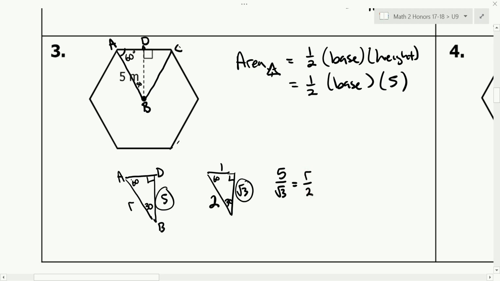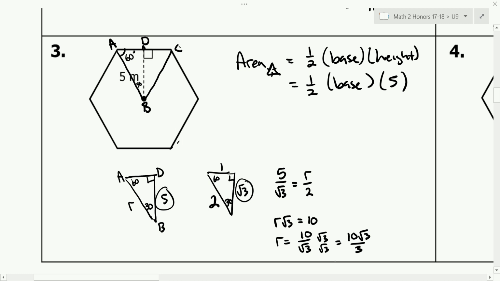And then I can cross multiply and solve for r. So r times root 3 is 10. And I divide by root 3 and I get r is 10 over root 3. And we're in the habit of rationalizing these. So I'm going to multiply top and bottom by root 3, and so I get r is 10 root 3 over 3. Okay.